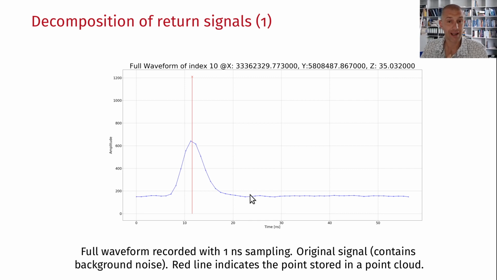with the raw data not filtered. And the red line here indicates where the proprietary algorithm has placed the point. So this is the point that you see in the point cloud, but this is the signal that the system is recording.